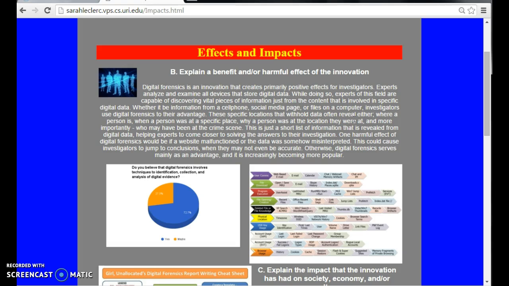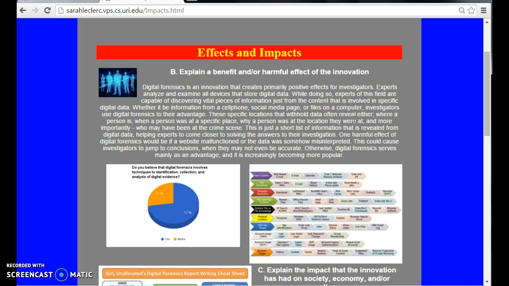It's capable of telling where a person is, when a person was at a specific place, why they were there, and more importantly, who may have been at the crime scene. One harmful effect of digital forensics would be if a website malfunctioned or the data was somehow misinterpreted. Otherwise, this innovation predominantly generates beneficial outcomes.